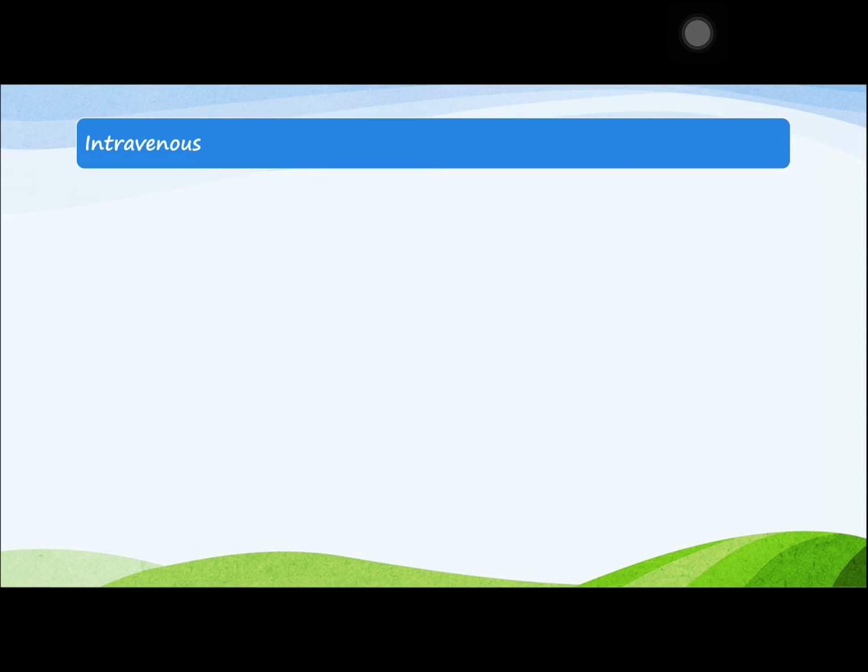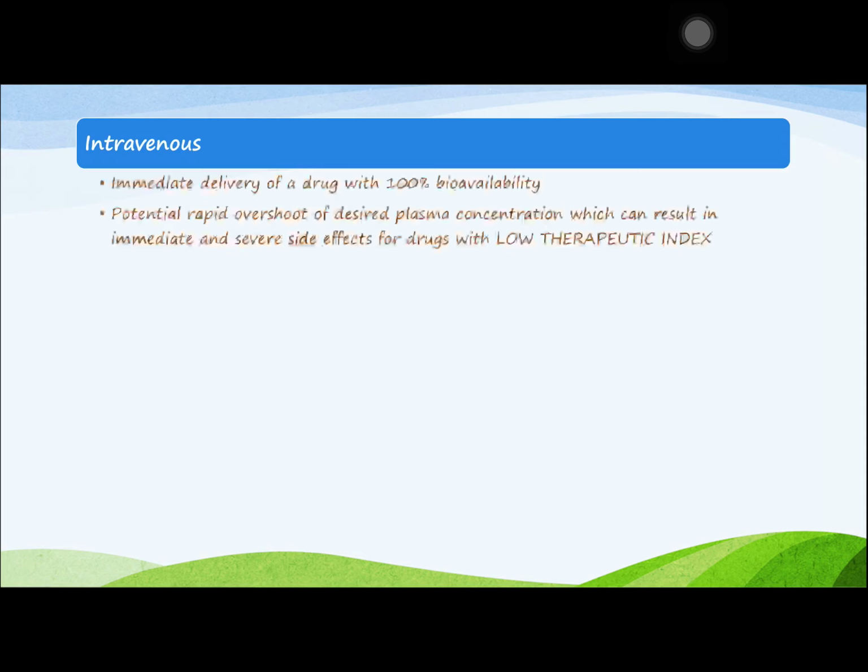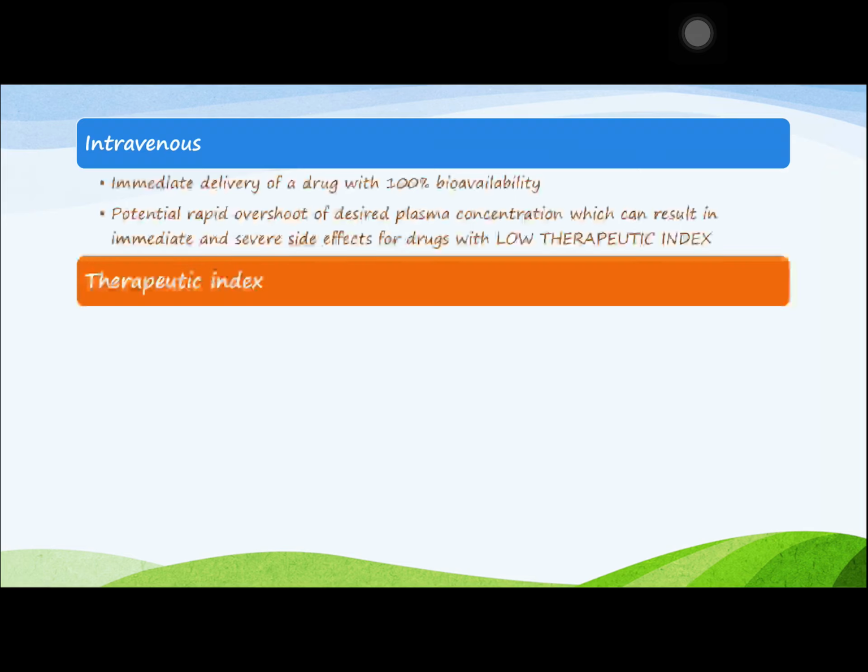IV drugs are immediately delivered with 100% bioavailability. Potential rapid overshoot of desired plasma concentration can be achieved, which can result in an immediate and severe onset of drug side effects with low therapeutic index.